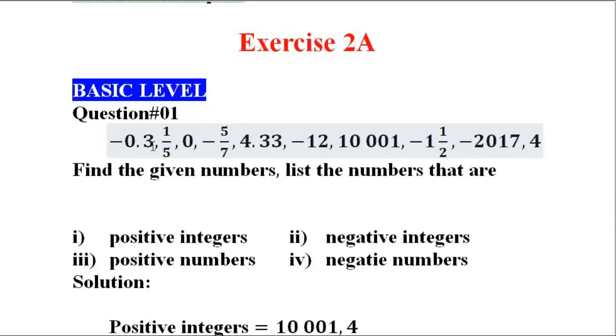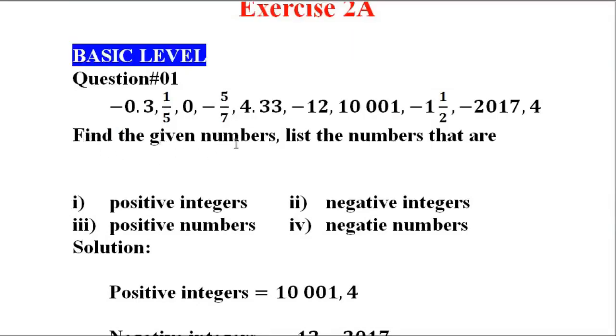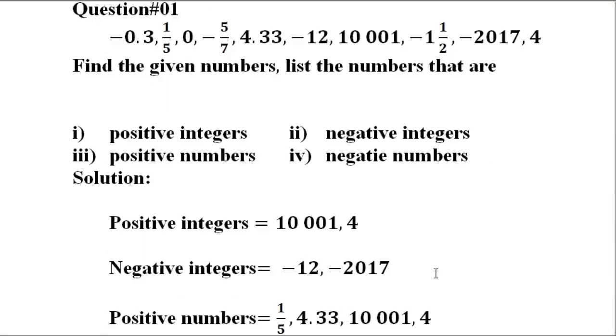Negative 0.3, 1 over 5, 0, negative 5 over 7, 4.33, negative 12, 10,001, negative 1 whole 1 upon 2, negative 2017, and 4. From the given numbers, list the numbers that are positive integers, negative integers, positive numbers, and negative numbers.